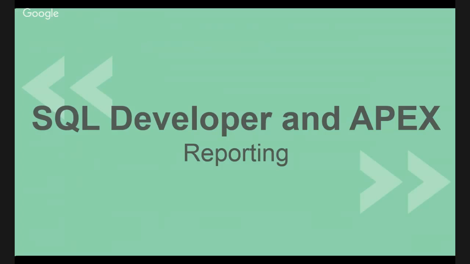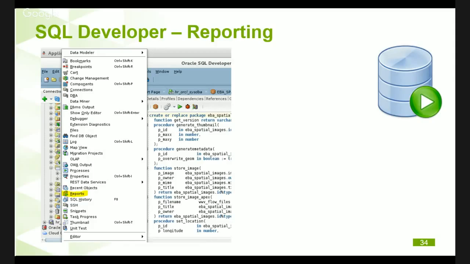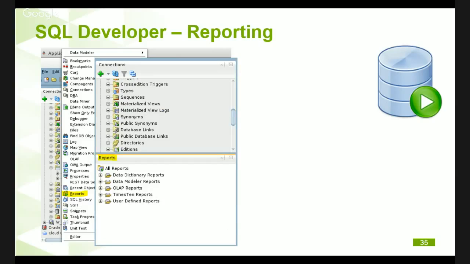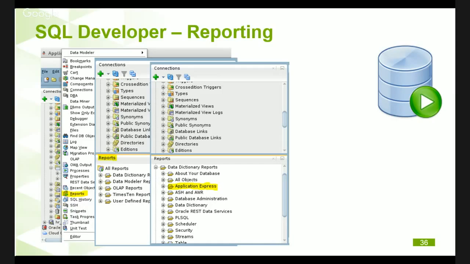Here, bring this up again. Next, we're going to talk about reporting. So, that was quick. Where do we get to the reporting? Under the view, you go down to the highlighted reports. What that does is open another window underneath your connection panel. See where it's highlighted reports? Next, go to data dictionary reports. There we go. And what do you see?